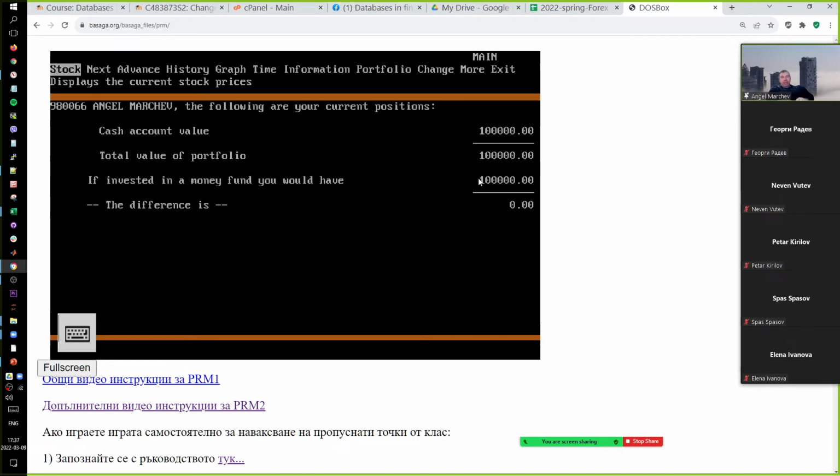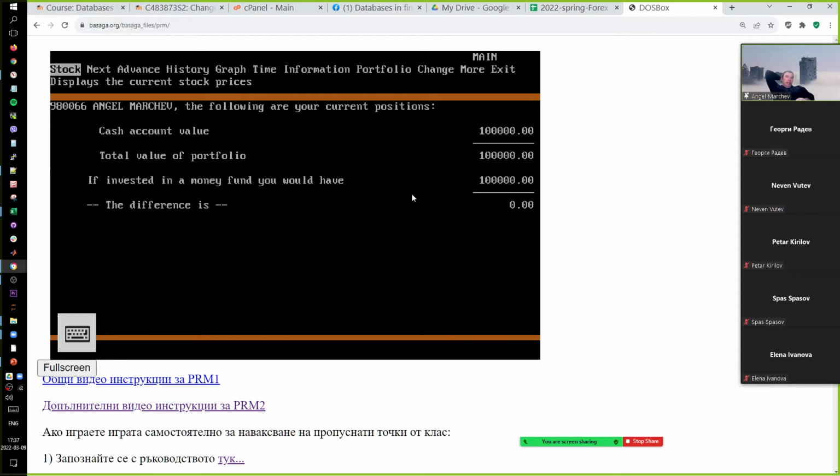If we had invested this in a very simple investment, let's say in a money fund or some sort of bank account, we would have 100,000. Of course, we have not moved in the game, and this is why this is still 100,000. This is what we are going to have to beat.